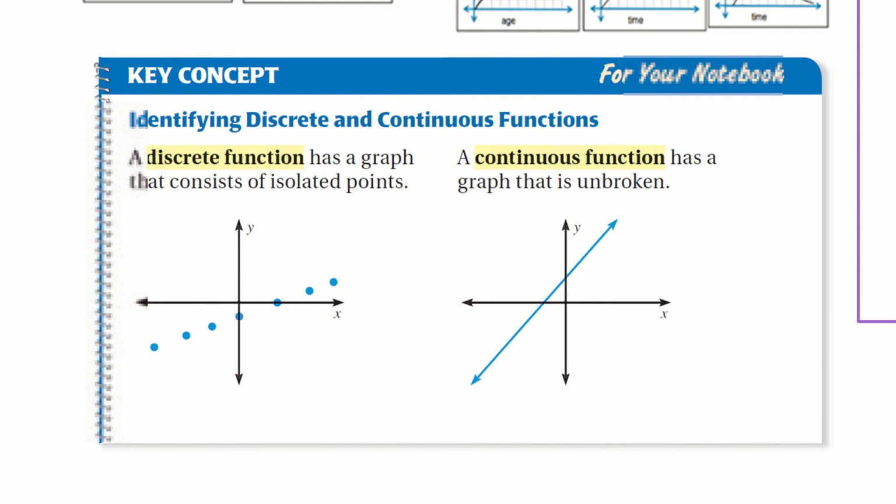A discrete function has a graph that consists of isolated points. You guys know that word isolated? It means alone. But a continuous function has a graph that is unbroken. In other words, that line just keeps going.